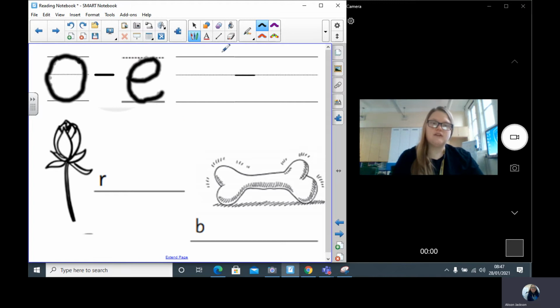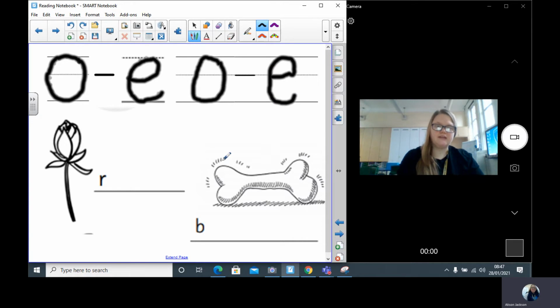Okay, one more time, starting here, do our coat hanger C. We go around, back up to join, and then for our E, we go across, up, around, and then to the line, and we should end on the line.